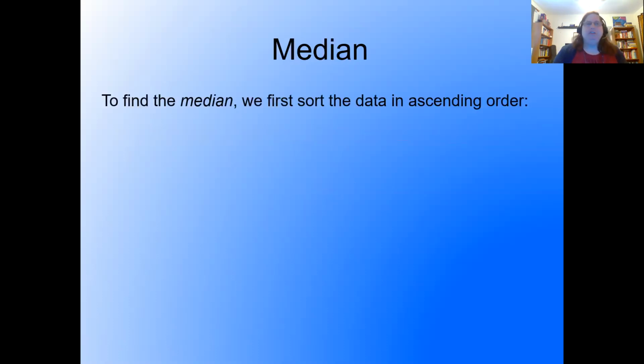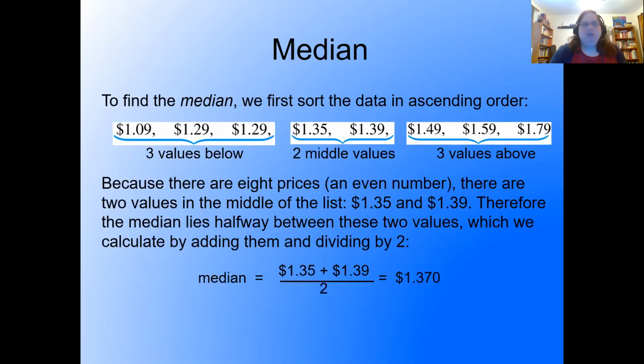Let's look at the median. To find the median, we first sort the data in ascending order. We see that there are 2 middle values based on this, 1.35 and 1.39. So the median lies halfway between. So we add $1.35 and $1.39, divide by 2, we get 1.37. Again, we could add the 0 here. We're not obligated to follow that rounding rule for this one.